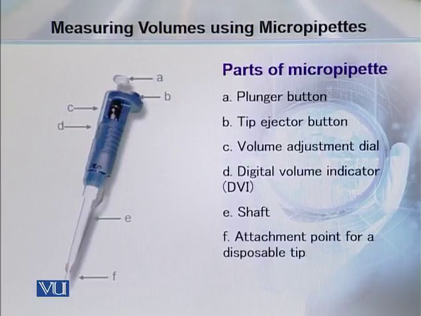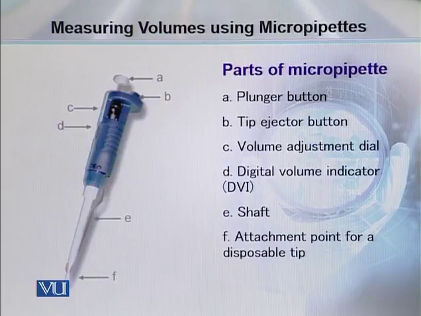The most important one is the plunger button. This button is responsible to take up the volume of the liquid and then to eject the volume of the liquid during your experiments. The second button is the tip ejector button that will, at the end of your dilution or the volume, eject the tip from the attachment point of the tip.